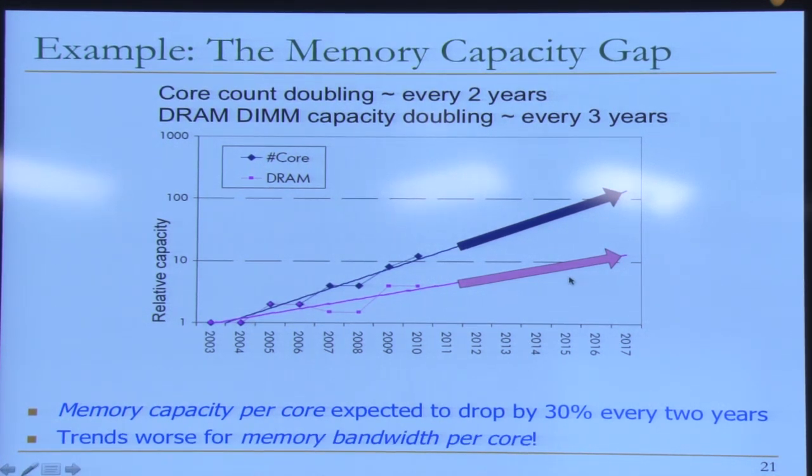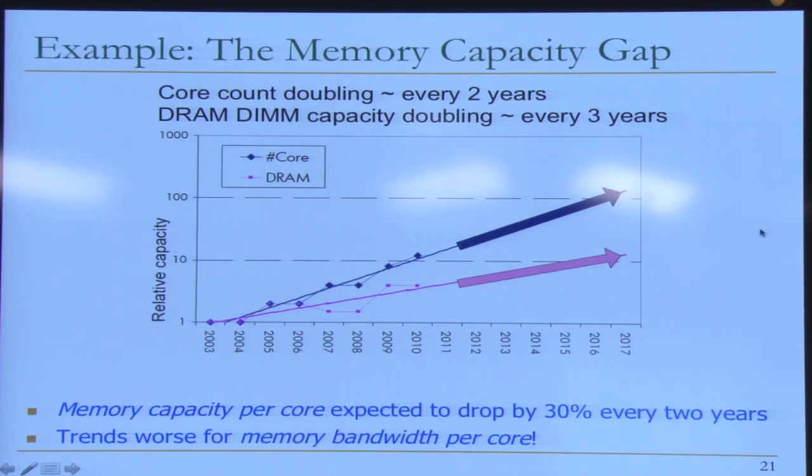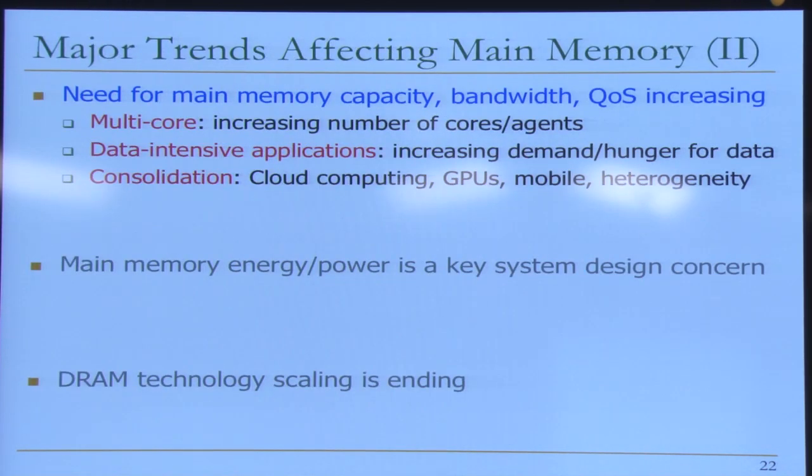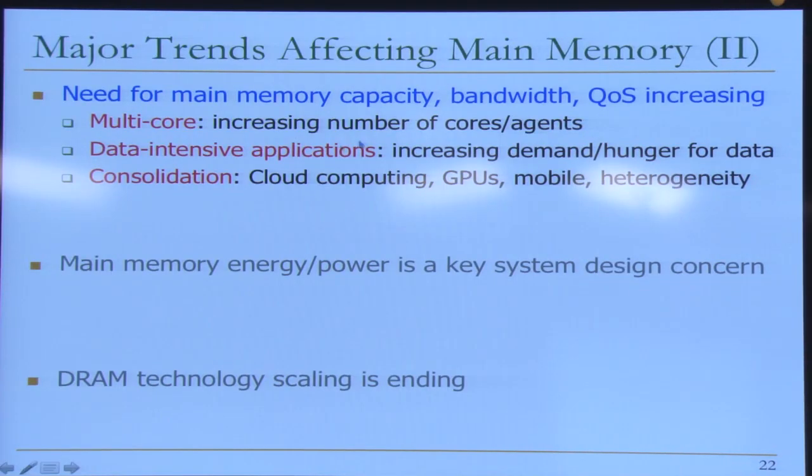And this may be a good bonus question for a homework. If you plot the trends for memory bandwidth per core, they're much, much worse. Memory bandwidth is increasing by about 10% per year. It's not really doubling every 3 years. OK? So we need more memory capacity, bandwidth, as well as quality of service. We'll get back to quality of service, but we already talked about it, right? If you're adding more applications or more threads sharing main memory, they're interfering with each other.